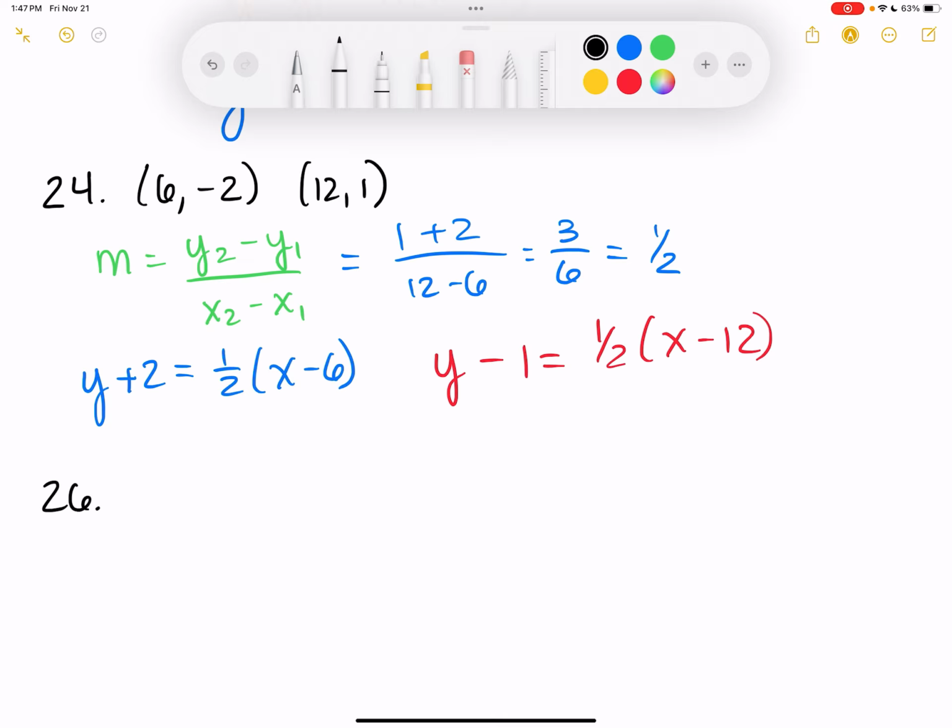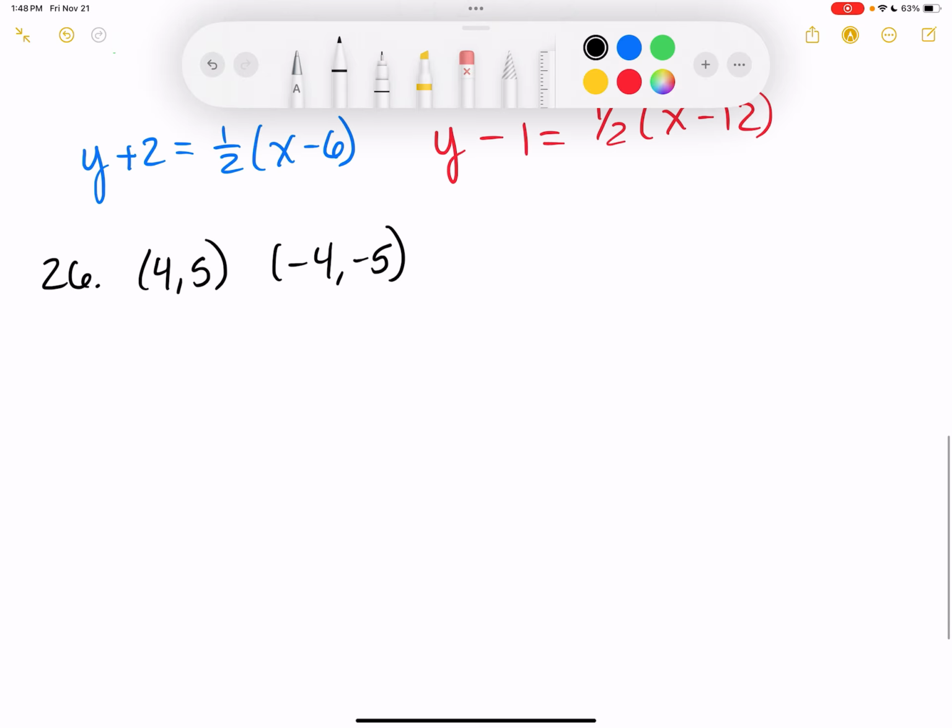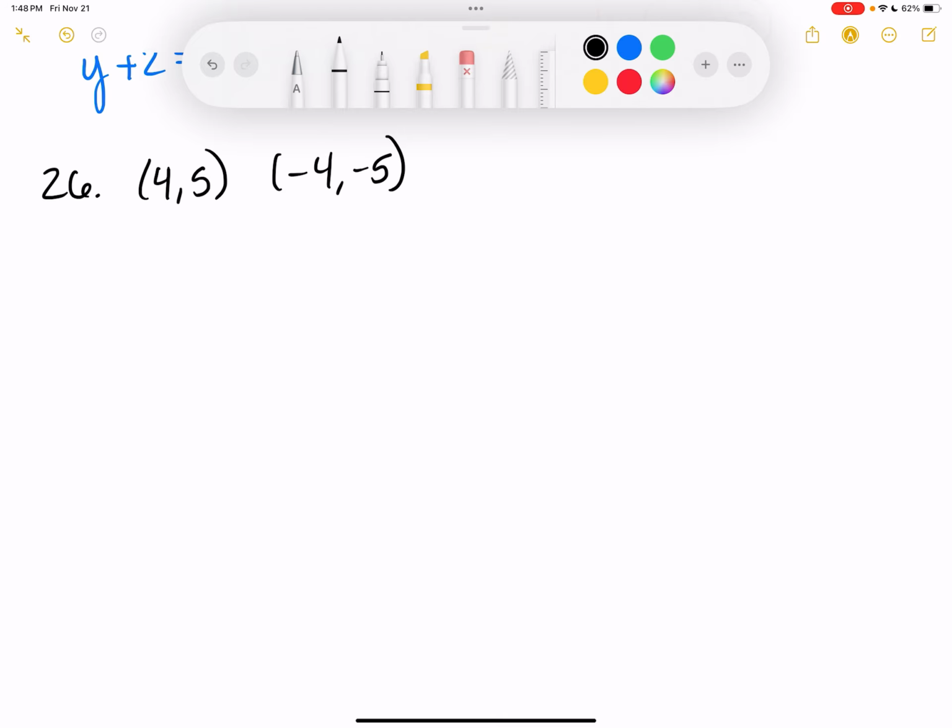26. The point 4, 5 and the point -4, -5. Can we do this one by ourselves? Sure. Drew, come on, man. It's not that hard. Yeah, it's not that hard, Taylor. All right. Work this one out.